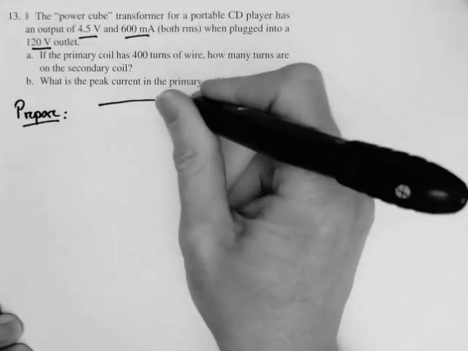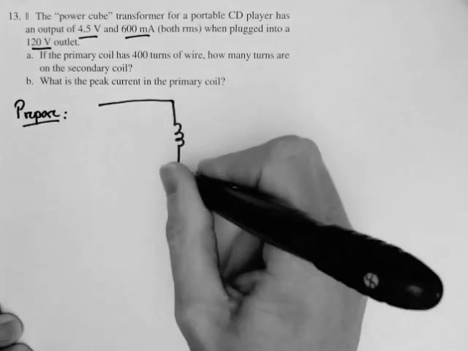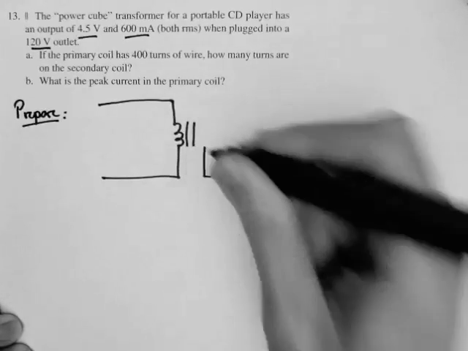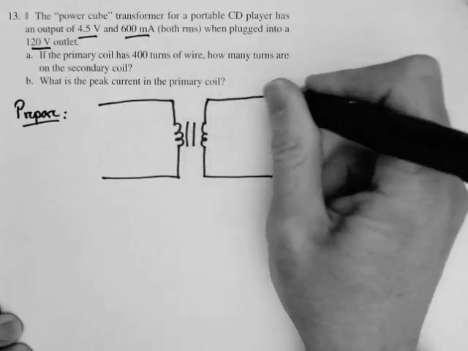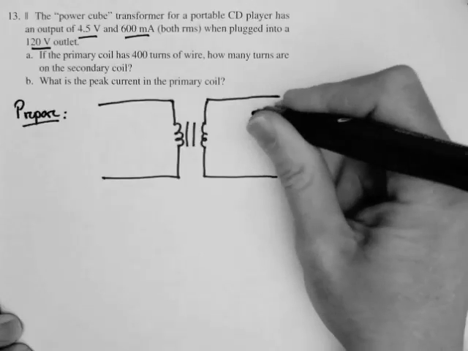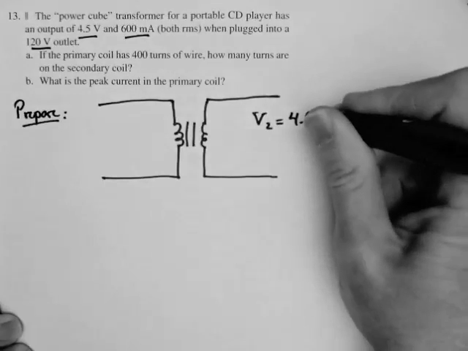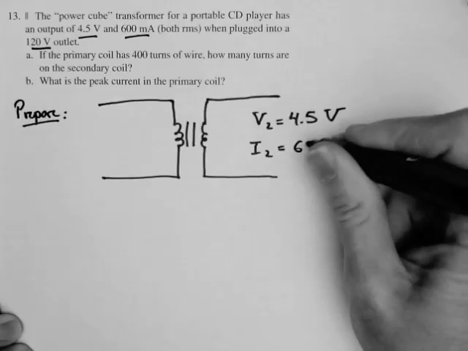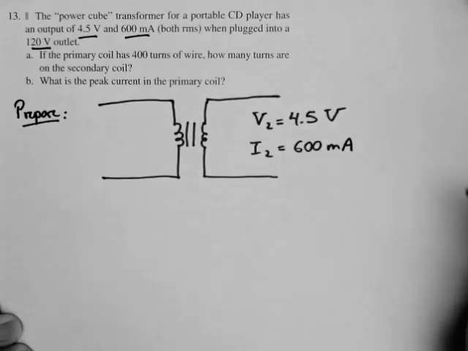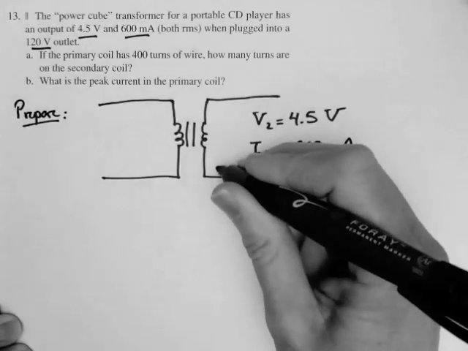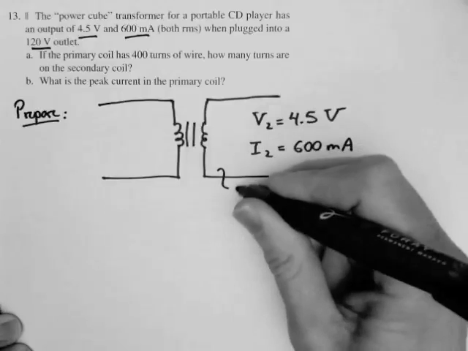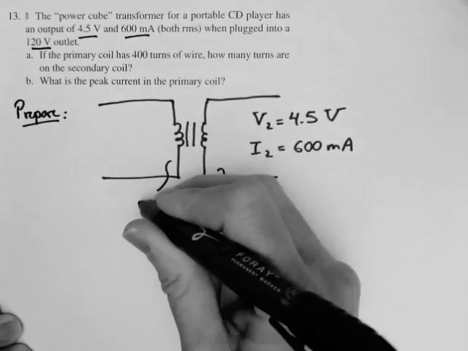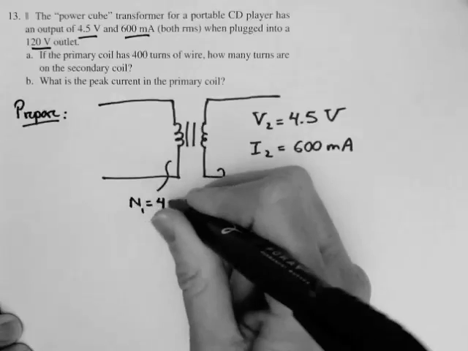Here's what the situation looks like. We've got a transformer, and it's got a primary that's linked via the iron core to a secondary, and the secondary has a voltage of 4.5 volts, and that's an RMS value, and it's got a current of 600 milliamps. I'm just going to leave that in milliamps, and we'll see why that doesn't make any difference. The number of turns on the secondary, we don't know. We're asked to compute that. We do know the number of turns on the primary. The number of turns on the primary is 400.